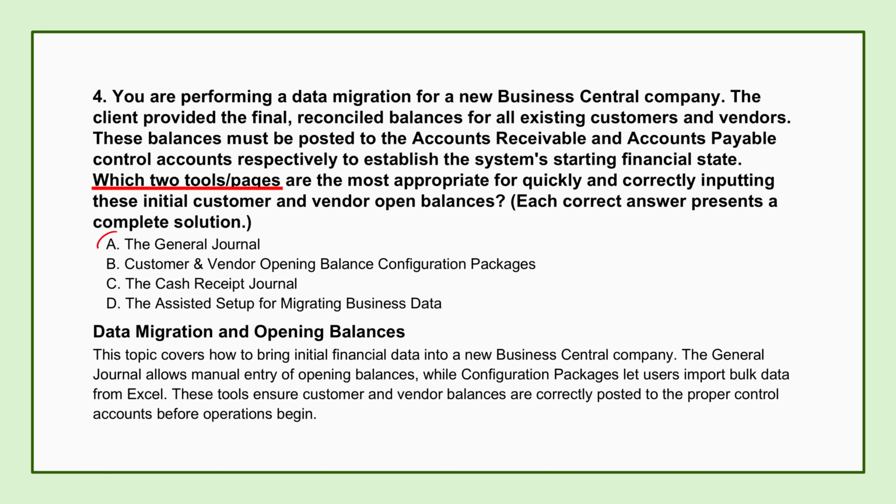Okay, the general journal makes sense for speed, right? Just a quick entry to get those main AR and AP control account balances posted. Gives you that immediate high-level check. Exactly, speed for the control totals. But you can't just stop there. Let's say your total AR is $500,000. That might be made up of balances from 500 different customers. You can't manually enter 500 individual customer opening balances using the general journal. It would take forever and be error-prone.